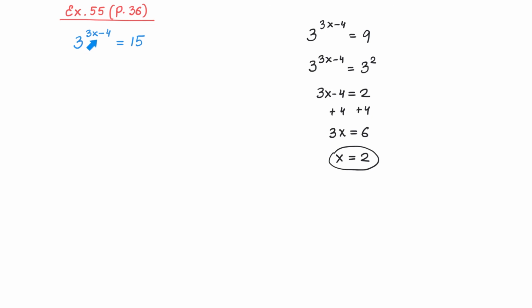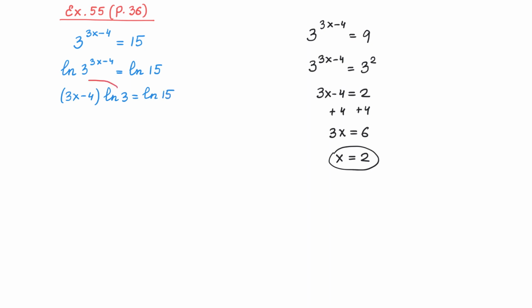Now let's see how we can solve the equation we have on the left side. To solve for x, we will need to take both sides under the logarithm. And we can use any base we would like. I will use the natural logarithm on both sides. So we will have natural logarithm of 3 to the power of 3x minus 4 equals natural logarithm of 15. Now this will allow us to take this exponent and move it in front of the logarithm. Then we will have 3x minus 4 times natural logarithm of 3 equals natural logarithm of 15.